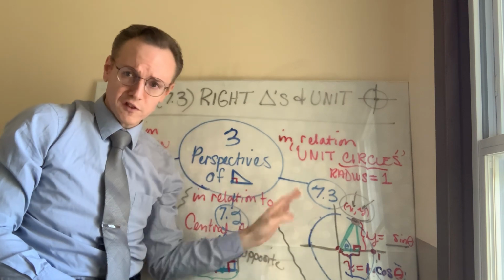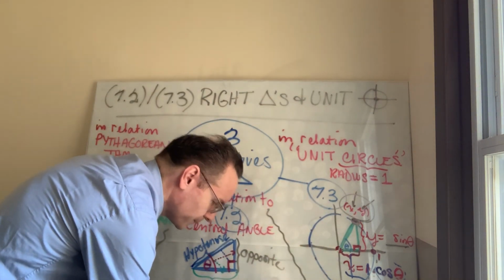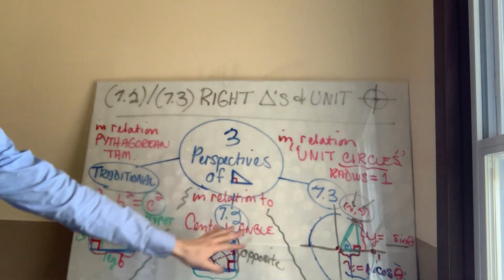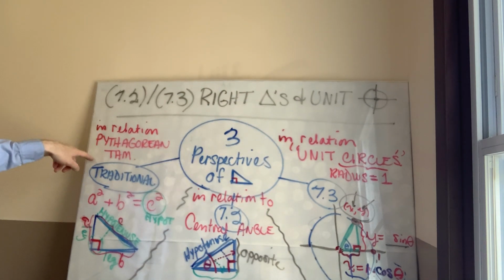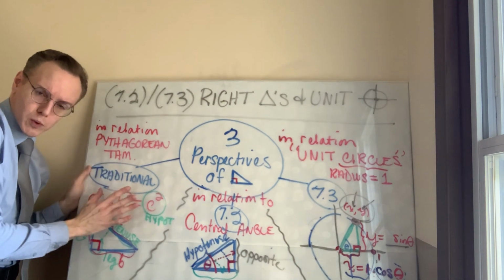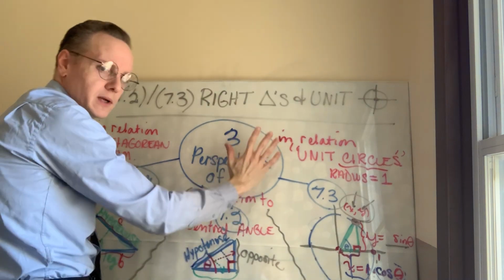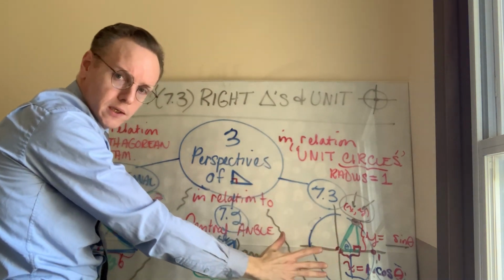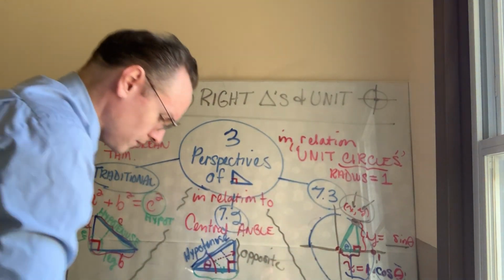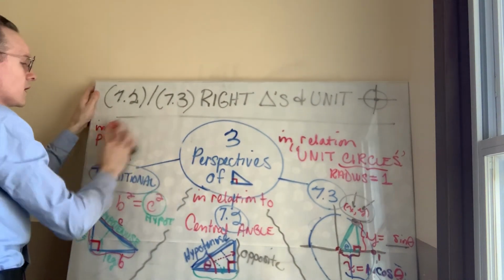We're going to go into greater detail, finer detail, I should say, in a minute. This is just to establish an overview. Our perspective of a right triangle in relation to the Pythagorean Theorem, more or less the usual situation. Our perspective from section 7.2 and our perspective from section 7.3. Okay? I'm going to erase this.